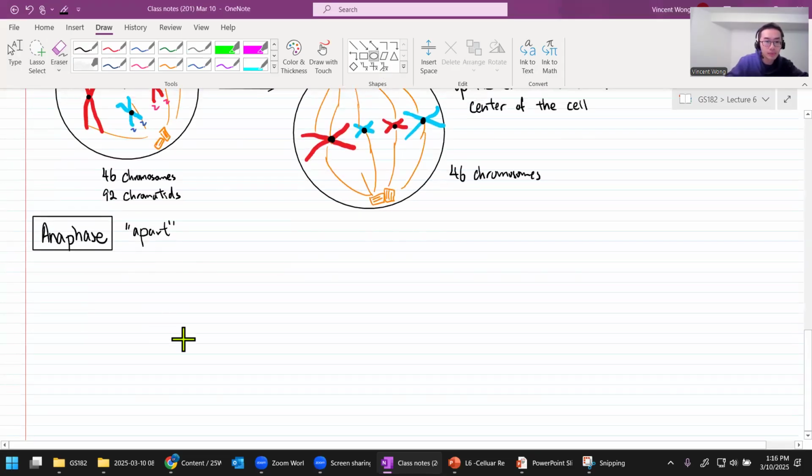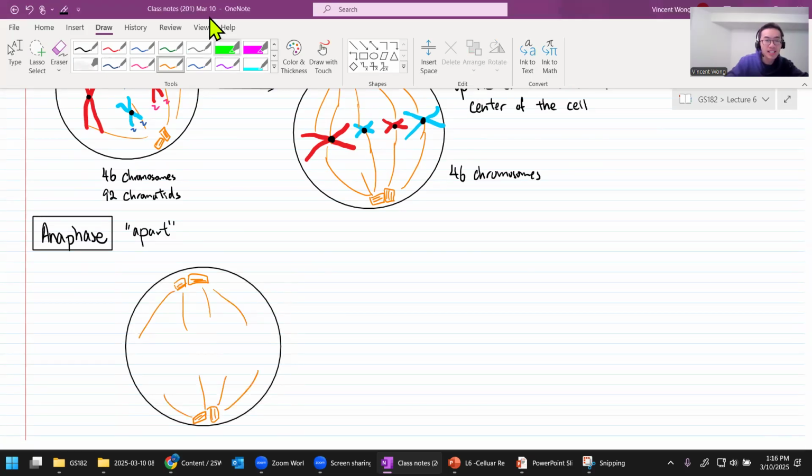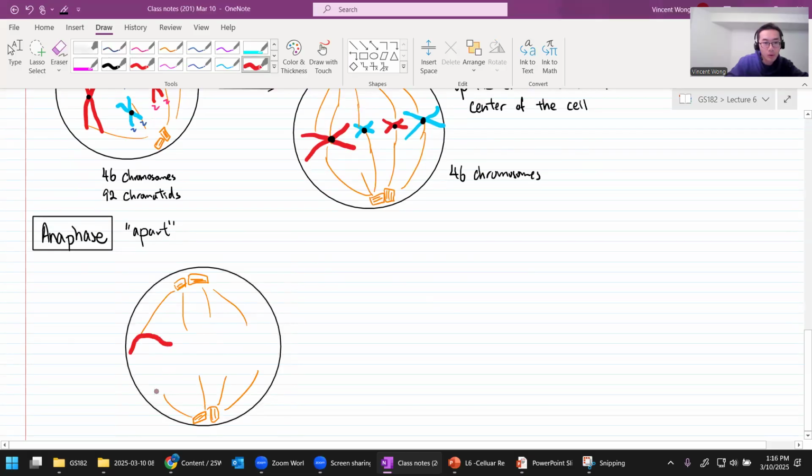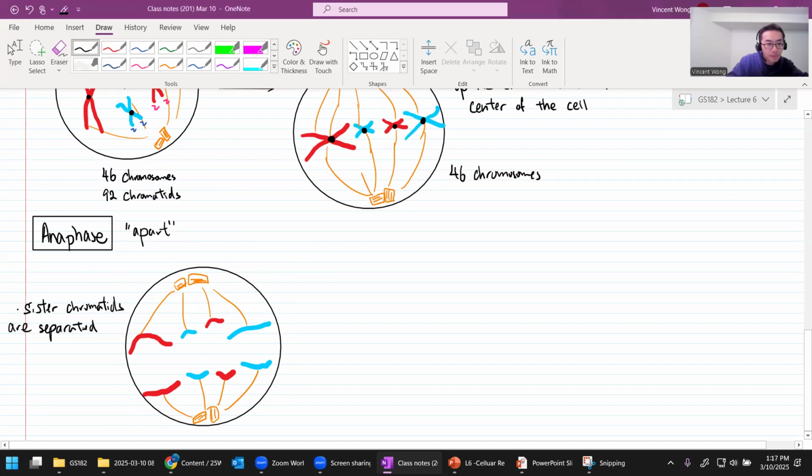Next, I'm going to draw another one here. The spindle fibers will continue to pull so hard that the sister chromatids, these two things, will separate. They will separate, and then it will get pulled towards the opposite side of the cell. Okay, so sister chromatids are separated and get pulled towards opposite ends.